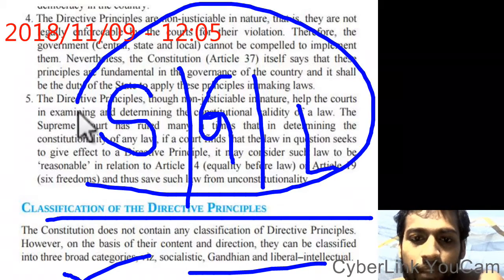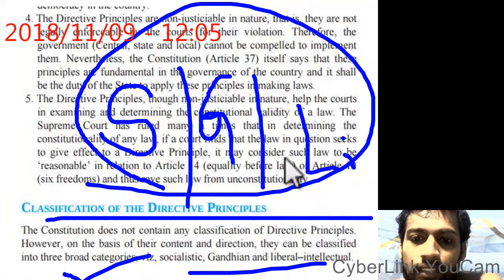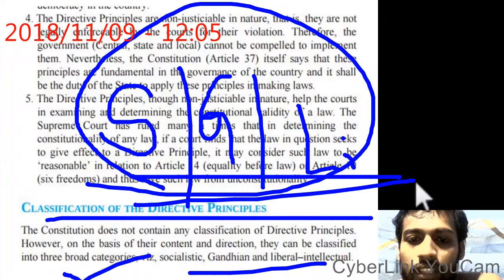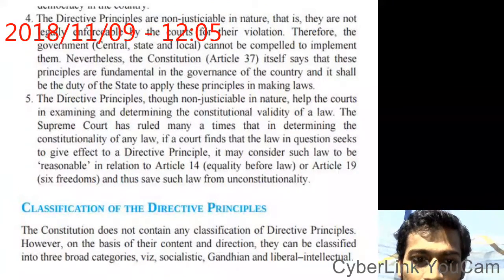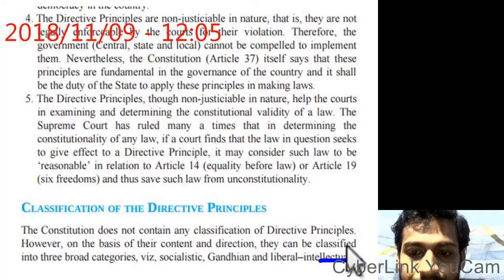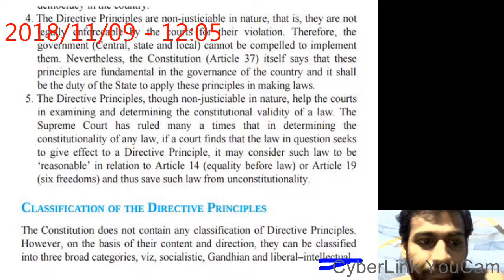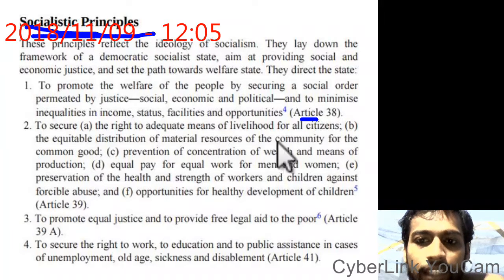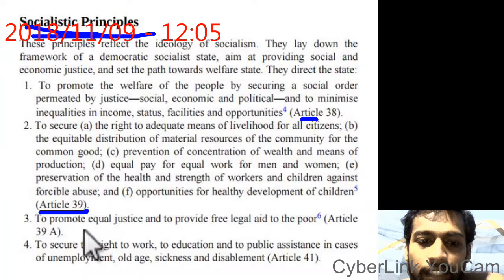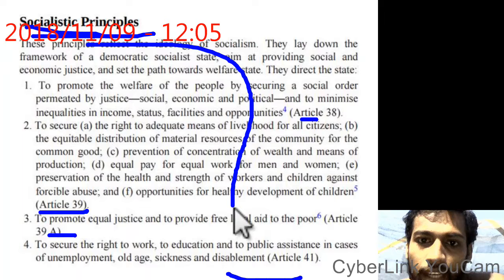So please remember, Socialist, Gandhian and Liberal intellectual, SGL. We classified it mainly into 3 categories. First is the socialistic principles. Please remember, some important articles here are Article 38, Article 39, Article 39A, 41. All are important, and all come under these socialist articles.